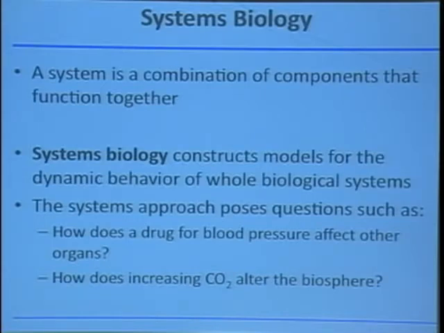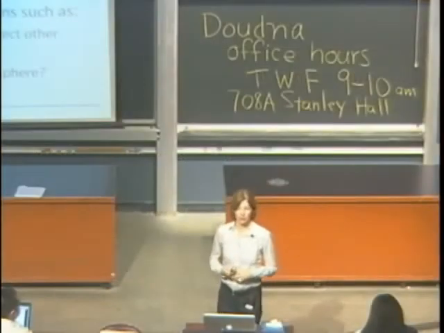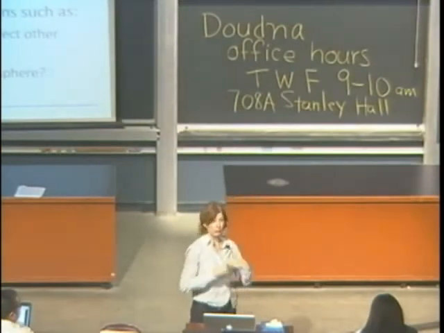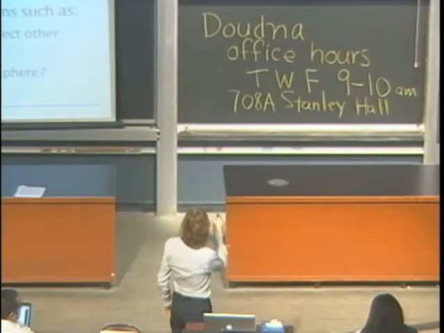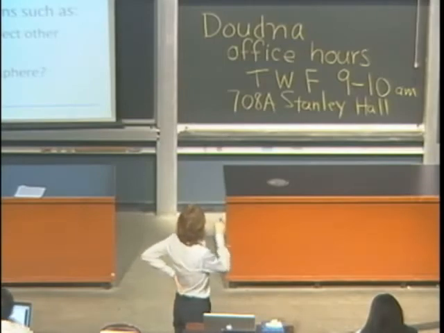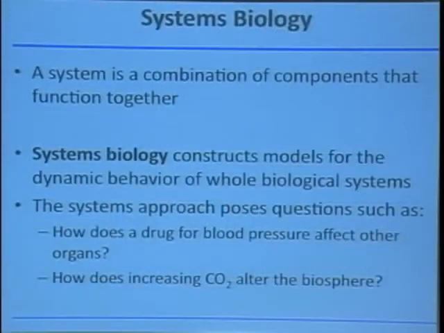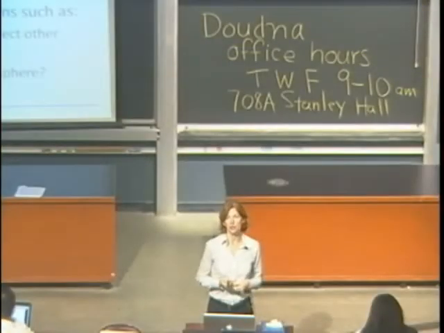And so people that are really trying to do systems biology are interested in understanding the behavior of whole biological systems that might involve these large networks of interacting molecules. And so this is a field that there's a lot of excitement right now about trying to understand the system of biology that involves things like climate change. How does increasing the concentration of carbon dioxide alter the biosphere? And how does a drug for blood pressure affect other organs? So these are the kinds of questions that come up in systems biology that are very relevant to atmospheric chemistry and to medicine.